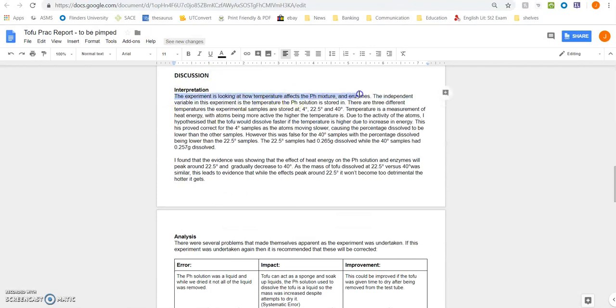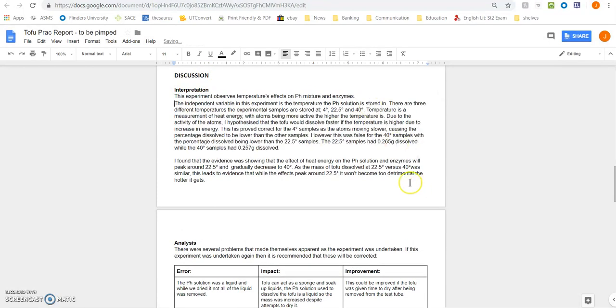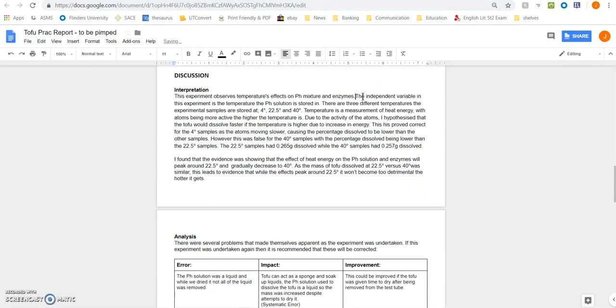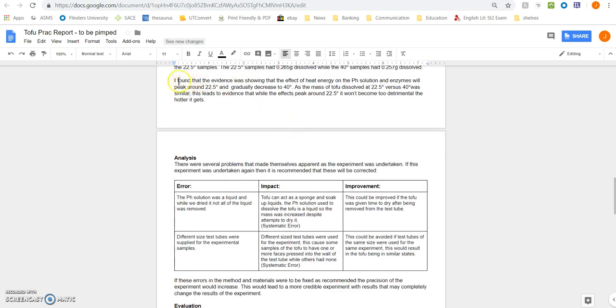But let's be really precise with our language. Cool. This experiment observes temperature's effects on pH mixture and enzymes. Lovely. I'm going to do the next bit. We're going back to personal pronouns again because we don't want them. Vote no, personal pronoun. So I want to get rid of this.